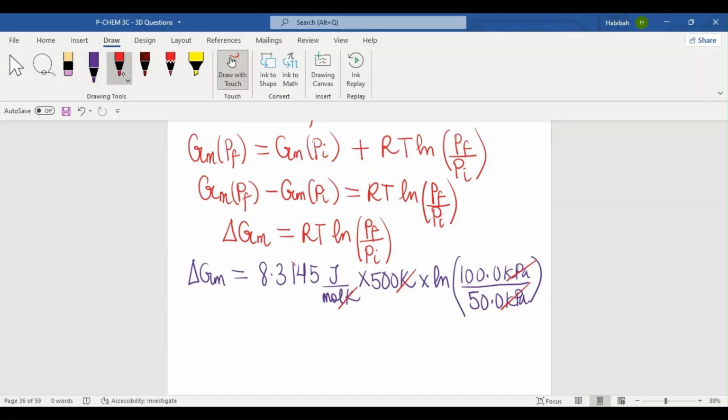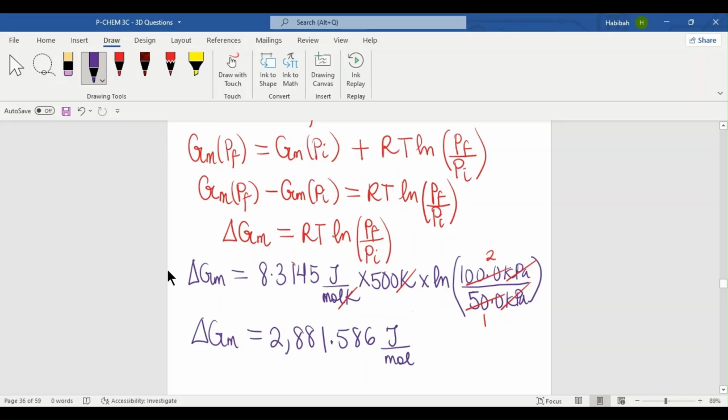We can actually just cancel this out: 50 here, 1; 50 here, 2. So let me say that again. We're going to be putting this information in a calculator, 8.3145 joule per mole times 500 times ln 2. And when we input that information in our calculator, we end up getting 2,881.586 joule per mole. And that's basically the answer to this question.